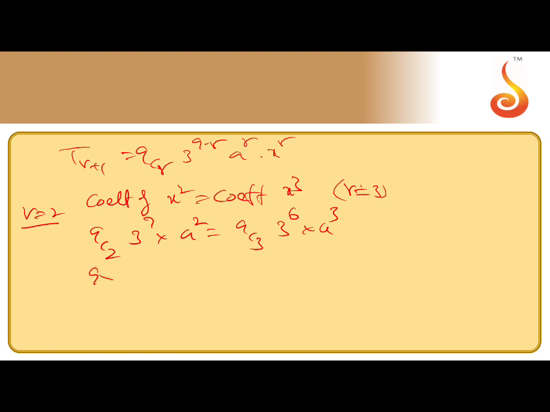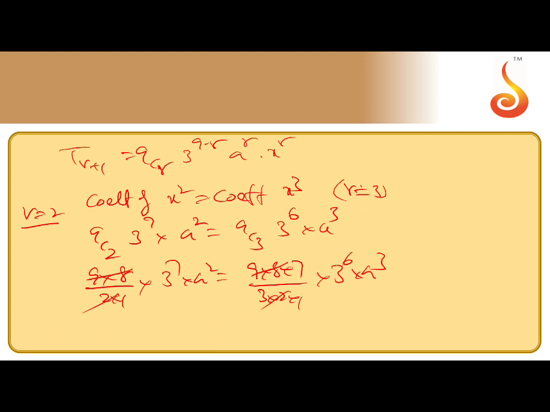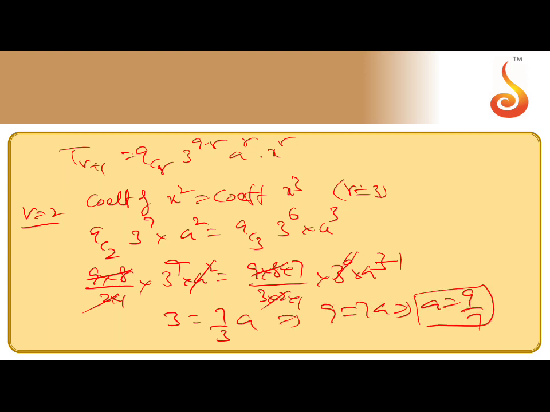So 9C2 means 9 into 8 by 2 into 1, into 3 power 7 into a square, equal to 9 into 8 into 7 by 3 into 2 into 1, into 3 power 6 into a cube. So 9, 8 both are cancelled. Here 2 also cancels. So next, what is further cancelled? 3 power 6 cancels. So that means 3 equal to 7 by 3 into a. So that means 9 equal to 7a, a equal to 9 by 7 is the answer.